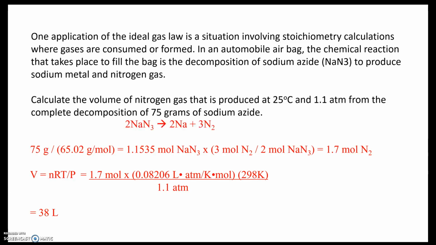1.1535 moles. I'm carrying 5 sig figs until I get to the end, when clearly all I can get away with is 2 sig figs at the end. But let my calculator carry all the digits for me. I use my stoichiometry to convert moles of sodium azide to moles of nitrogen, and then I use PV equals nRT, rearrange for volume, and that's equal to nRT divided by my pressure. And when I fill it all in and get the correct number of sig figs, I get 38 liters.